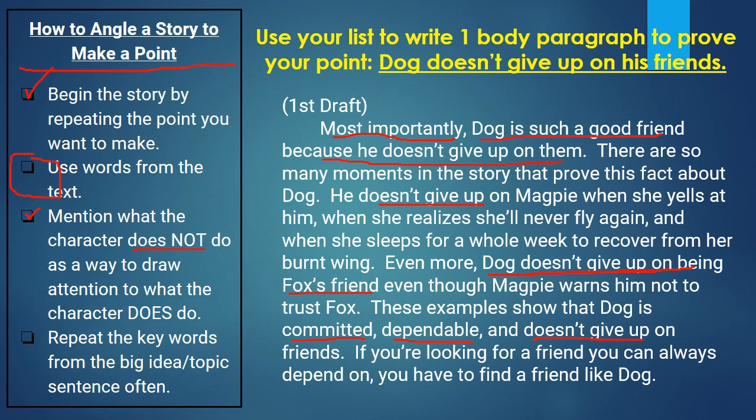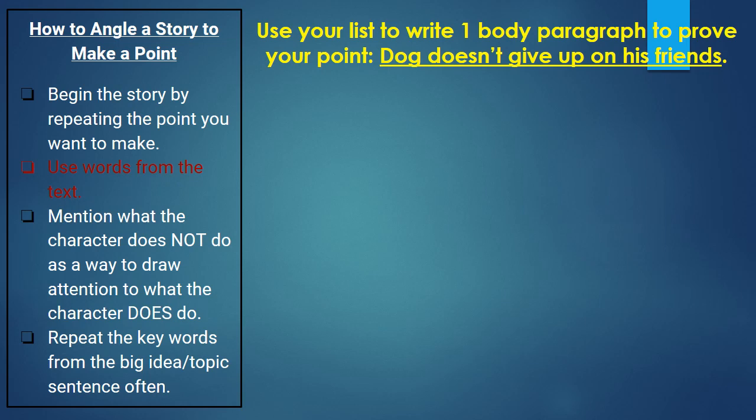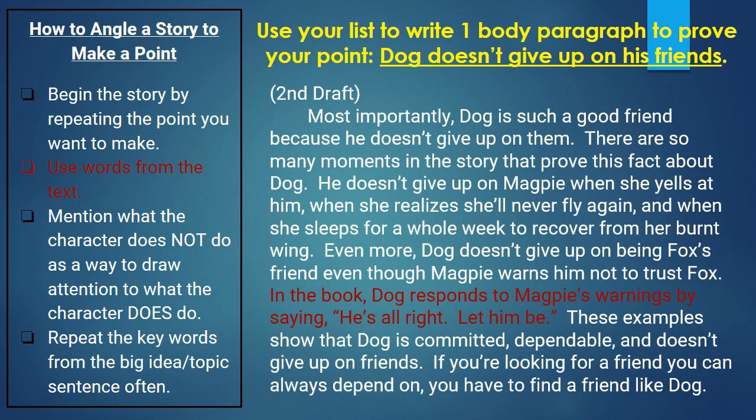Right? So I do try to add some other words that describe someone who doesn't give up easily, like committed or dependable, just so I can change it up a little bit. So I got everything except for using words from the text. So I have to try again. All right, so let's take a look. I highlighted what I added in red. There, I'm done.